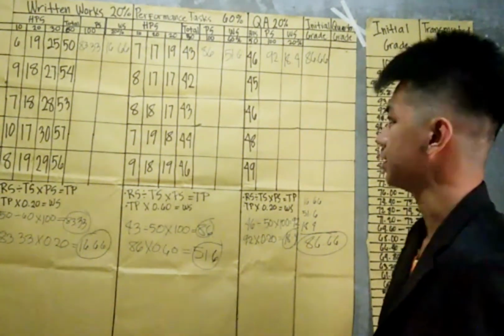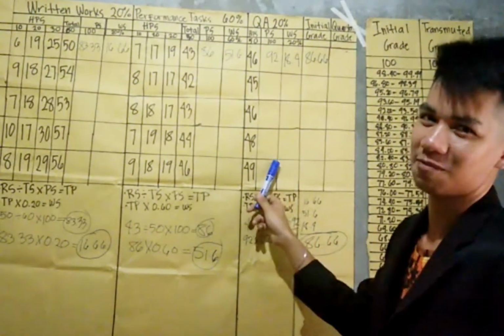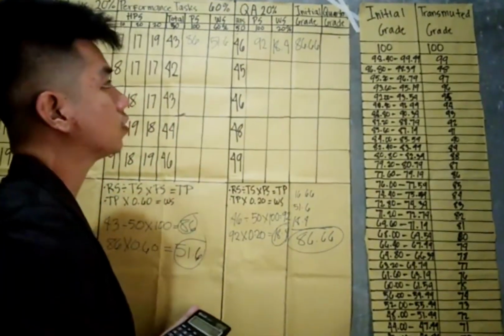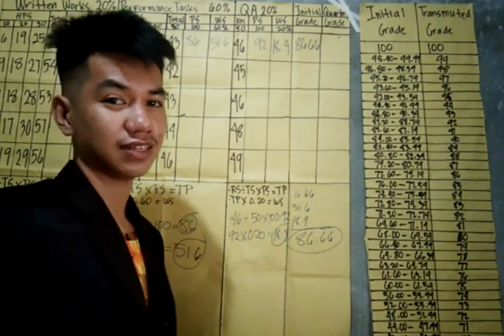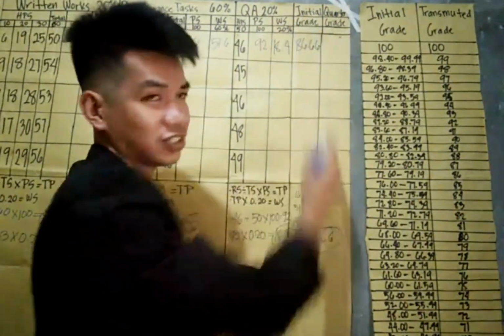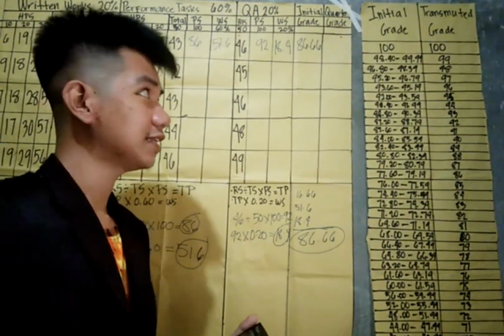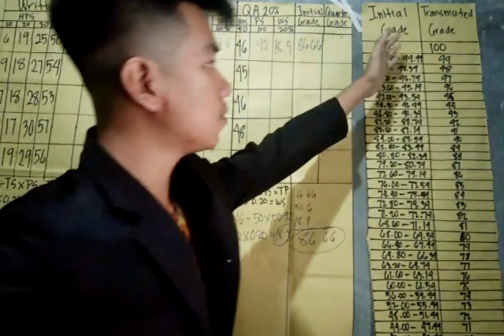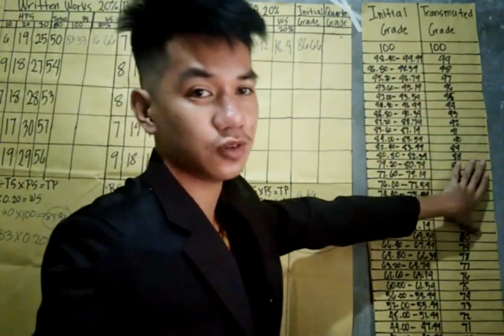So, the same process applies to Mr. Pula, Miss Niego, Miss Valenzuela, and Miss Yap. Class, Mr. Ungko's initial grade is 86.66, but this is not the final grade because this is only an initial grade. So, we will use the transmutation table from the DepEd. Here I have the transmutation table.